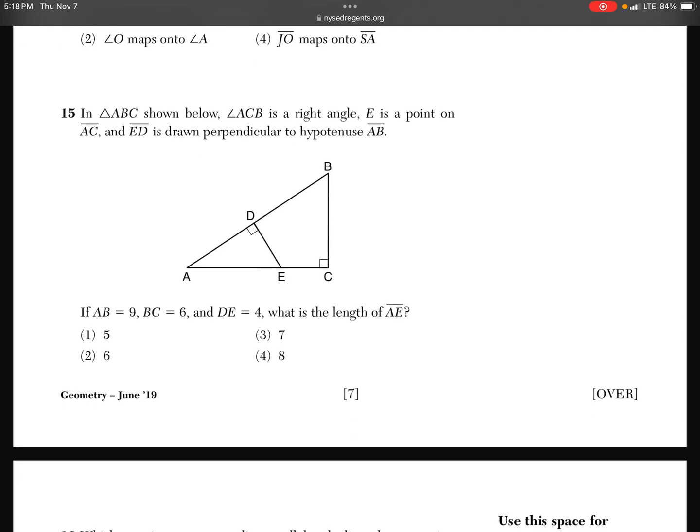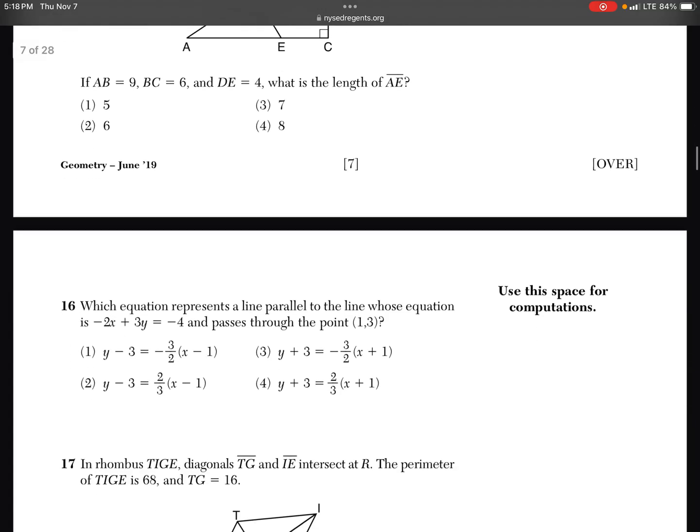Number 15, in triangle ABC shown below, angle ACB is a right angle. E is a point on AC, and ED is drawn perpendicular to the hypotenuse. AB is 9, BC is 6, and DE is 4. What is the length of AE? So we have similar triangles. This would be a good one for redrawing the triangles oriented the same, but I don't have that ability right now. So AB is 9, and BC, so it's like the hypotenuse and the shorter leg are 9 and 6. And the smaller triangle, the shorter leg is 4, so they correspond. So we are looking at like 2/3 of that, so the answer should be 6. The answer is number 2. Number 15 should be 2.